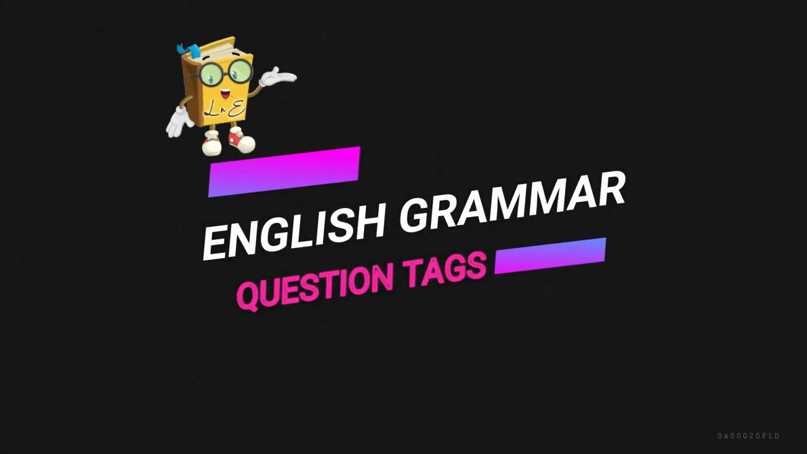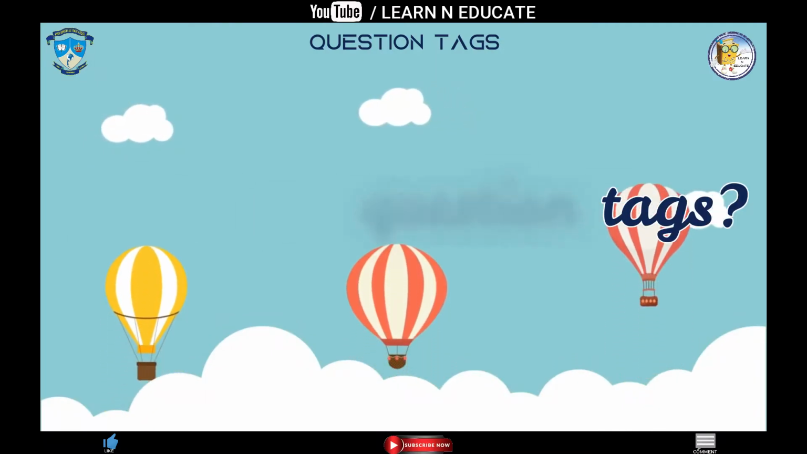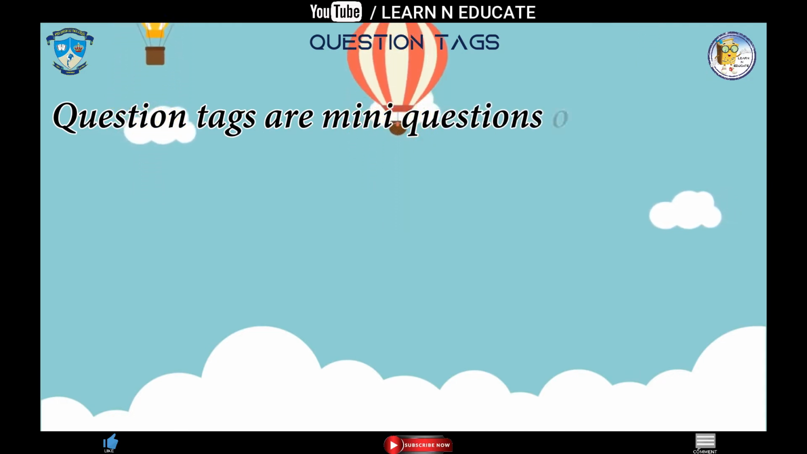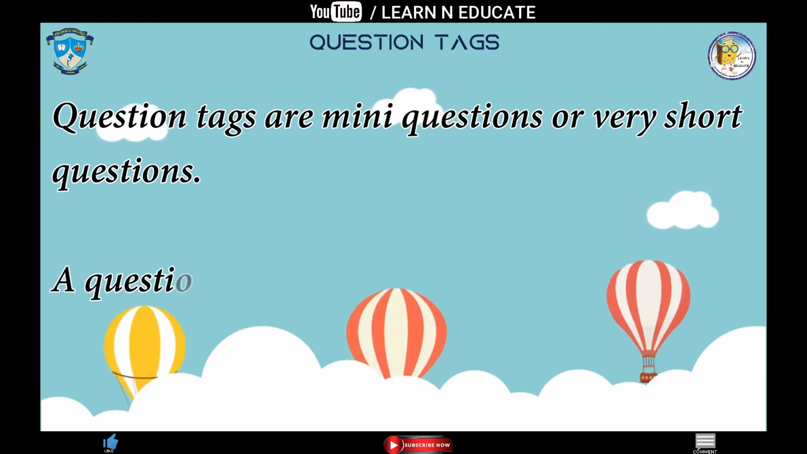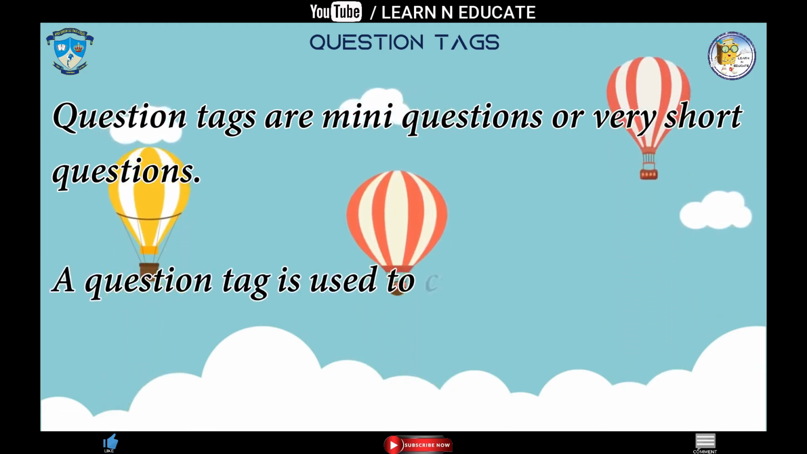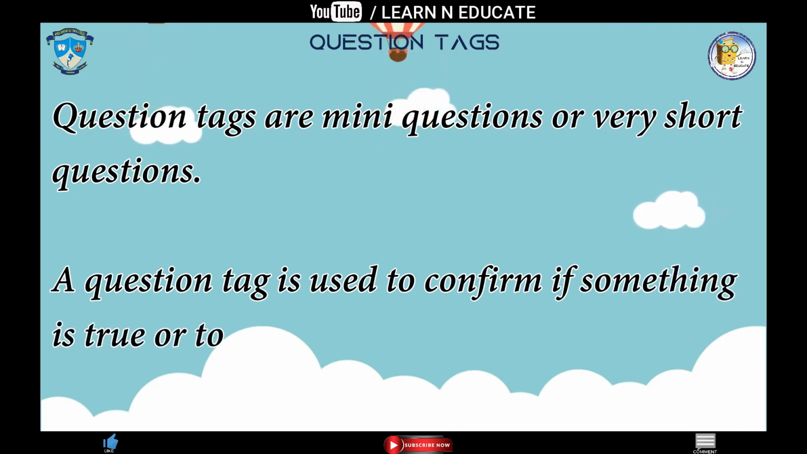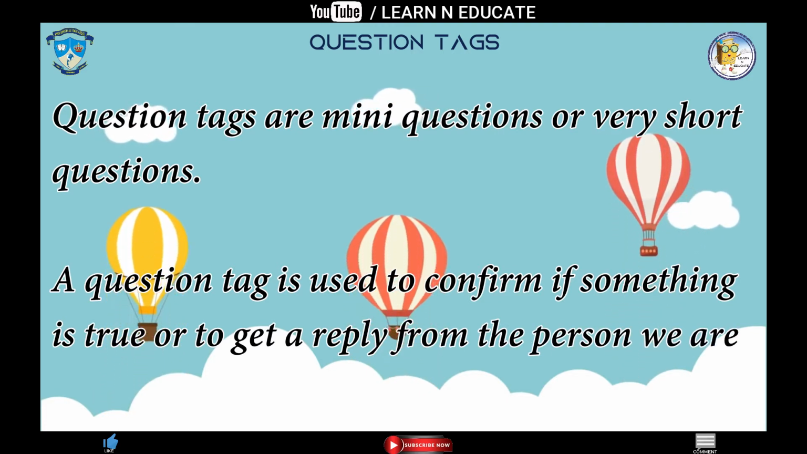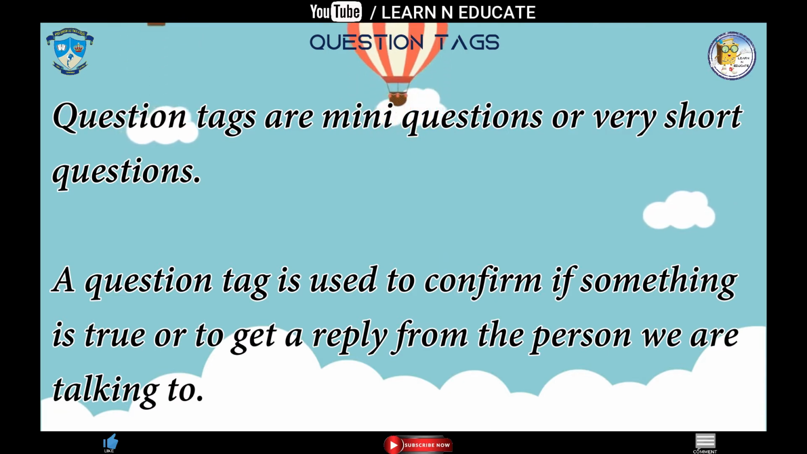Today's topic is question tags. What are question tags? Question tags are mini questions or very short questions. Alright? Now let's see, why is a question tag used? A question tag is used to confirm if something is true or to get a reply from the person we are talking to. Alright, so question tags are very short questions used to get answers.